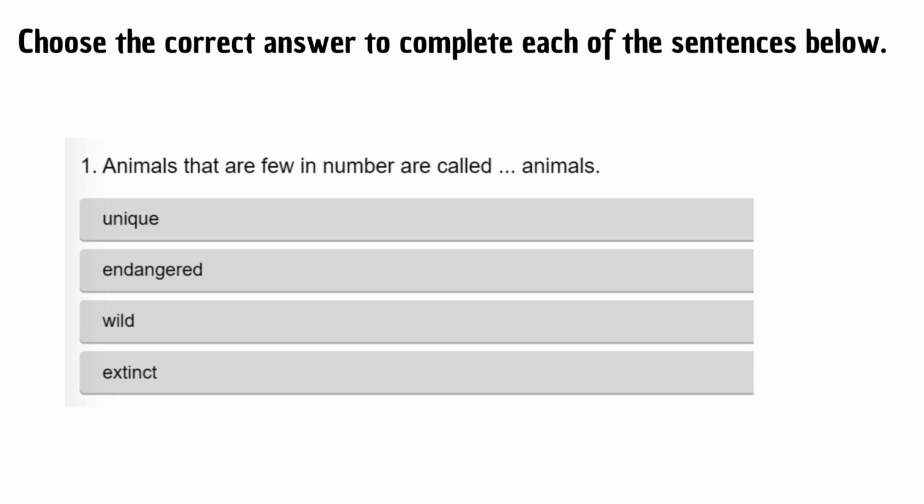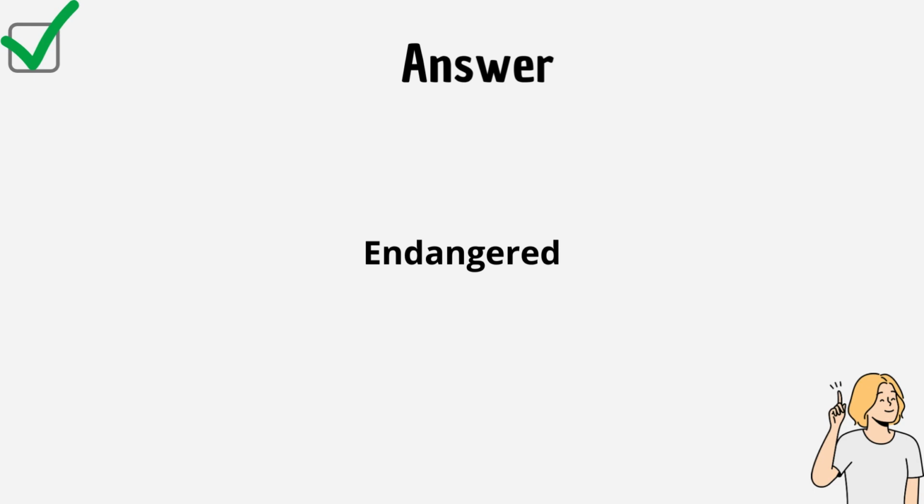Choose the correct answer to complete each of the sentences below. Animals that are few in number are called animals. Unique. Endangered. Wild. Extinct. Look at the answer.